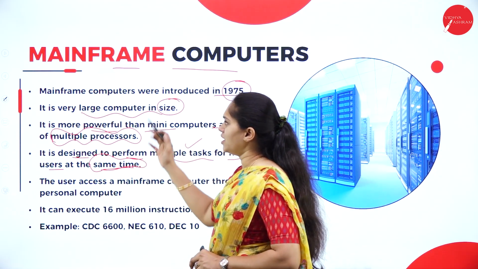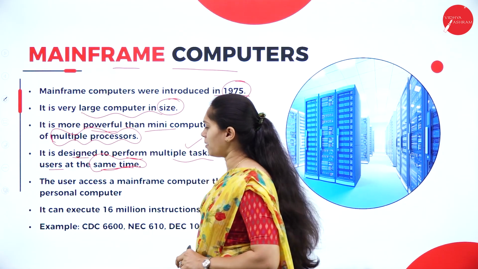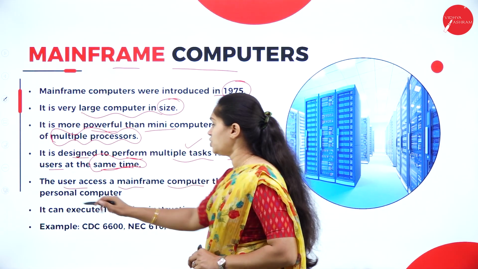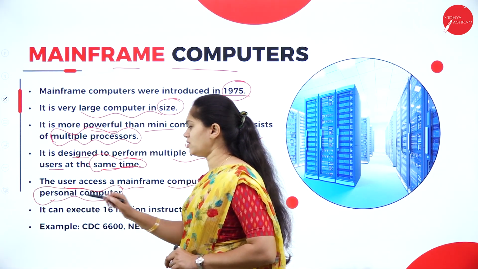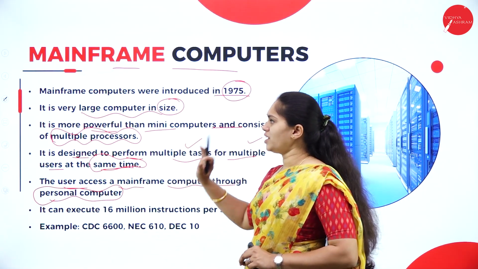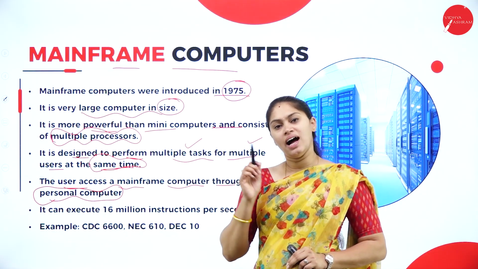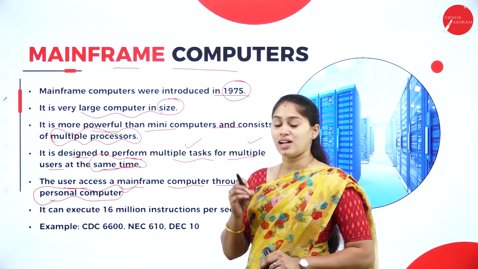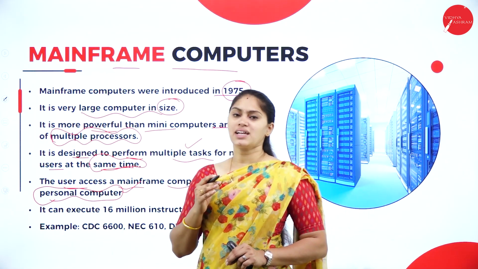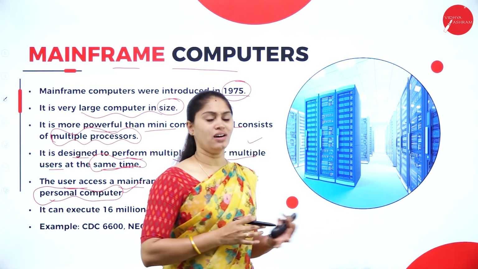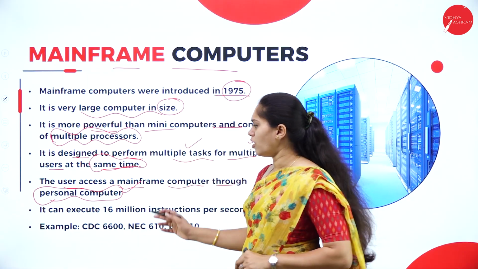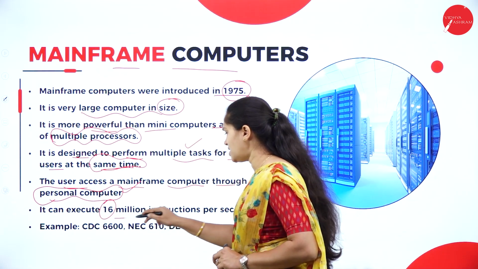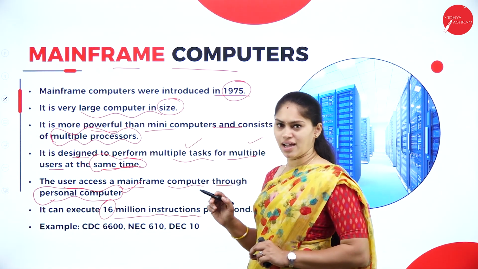That is what we have in this mainframe computer, and the user accesses a mainframe computer through a personal computer. This is what you need to remember. If I want to access this mainframe computer, again we require a PC or personal computer. So we are controlling and coordinating all the activities of this mainframe computer with the help of the micro or personal computer, and imagine it can execute 16 million instructions per second, right?